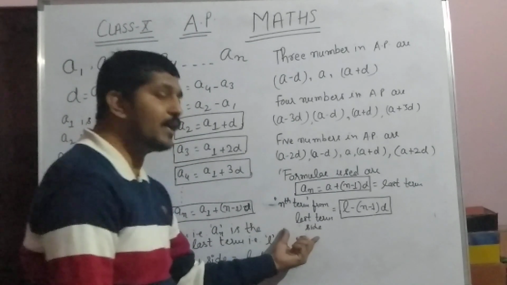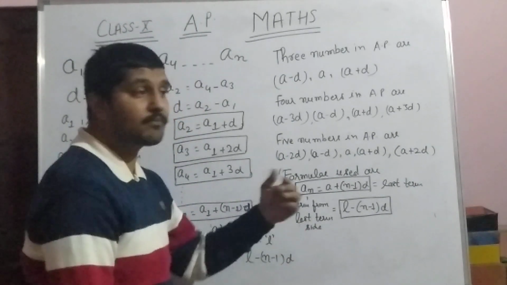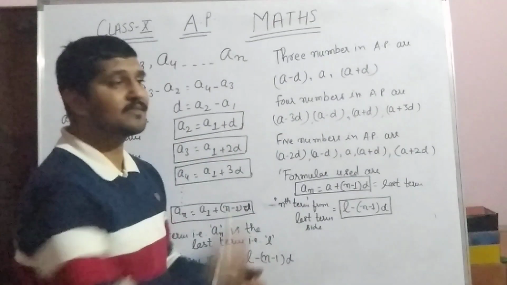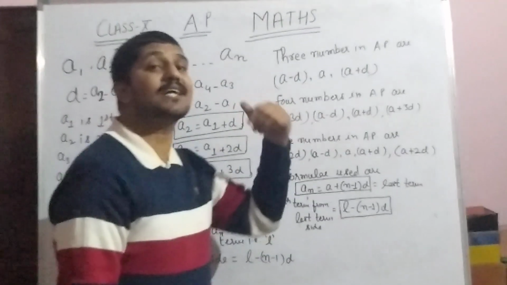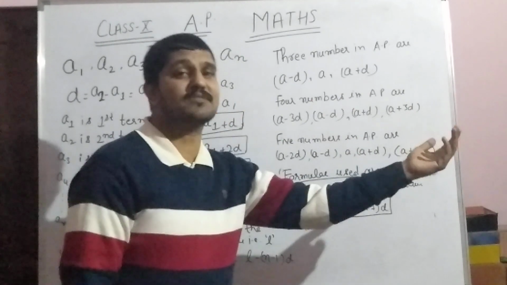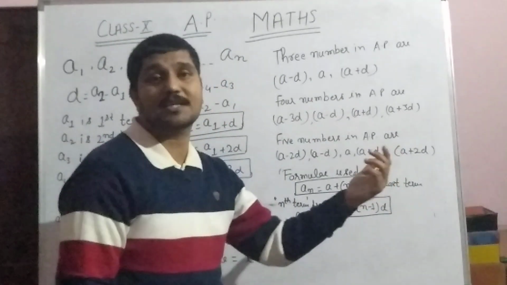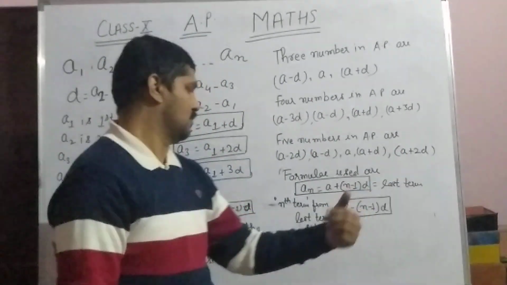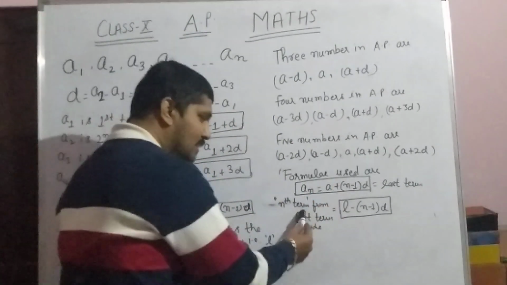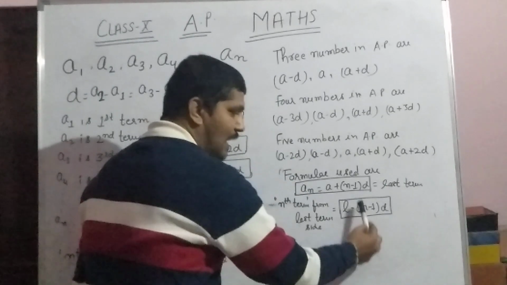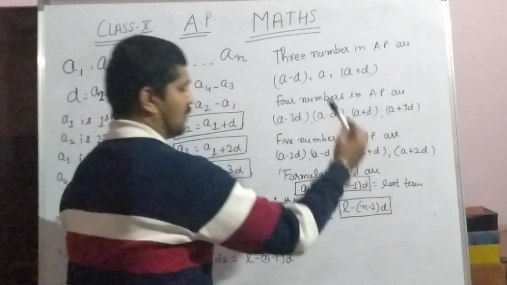And this formula is for finding the nth term from the last term side, meaning the right side, meaning wherever the last term of your AP is, if we start from that side, that is, if the last term is taken as the first term and the first term is taken as the last term, then the formula for finding the nth term will be L minus n minus 1 into D.